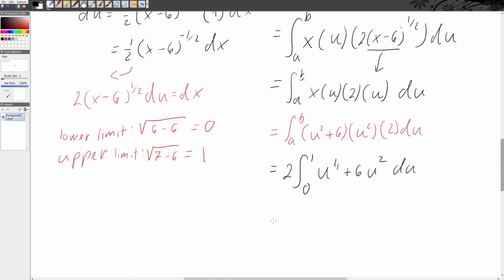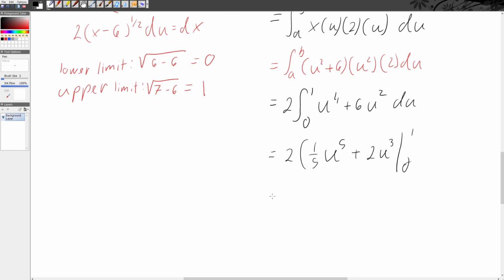And then that's it. After you make those substitutions, all you have to do is work it out. The integral of u to the 4th is 1/5 u to the 5th plus the integral of u squared. Well, that's going to be 6 divided by 3, so 2u cubed, evaluated from 0 to 1. You plug in 1, you get 1/5 plus 2. You plug in 0, you get nothing. So that's going to be 5, 10, let's see, 10, 1, 11, 22 over 5.